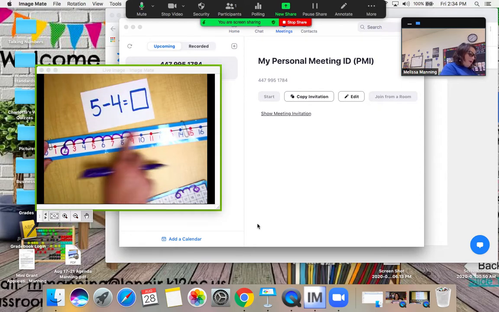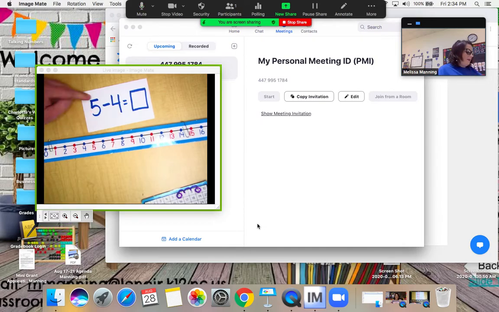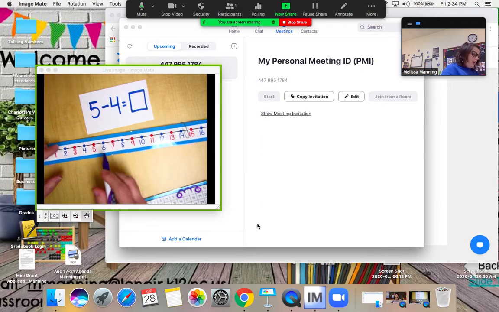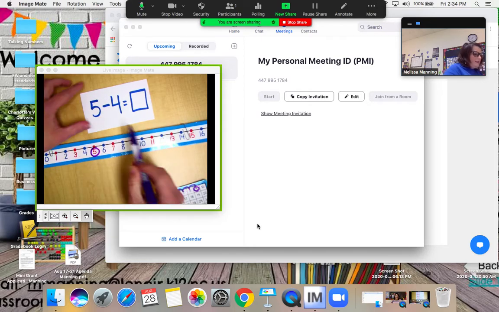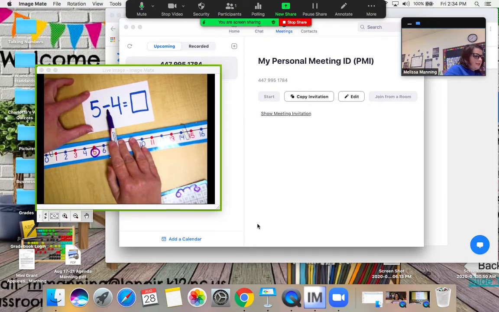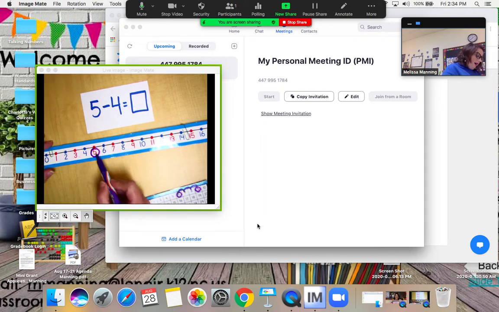Now the next one is another subtraction one. It's 5 take away 4, 5 minus 4, and our unknown is the result at the end. Our start number is 5, and this time we are subtracting or taking away. This is like if you walked into the store with $5 and you spent $4, how much money would you get to take home? So we've got 5.